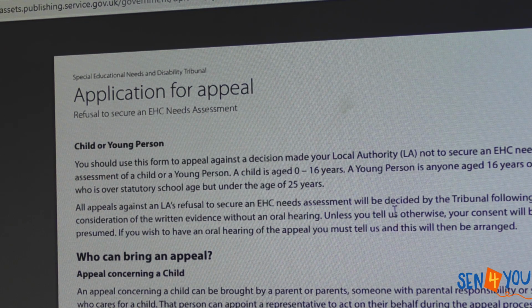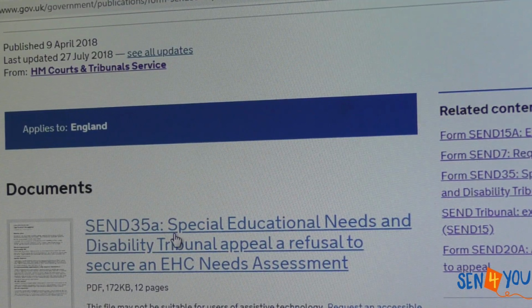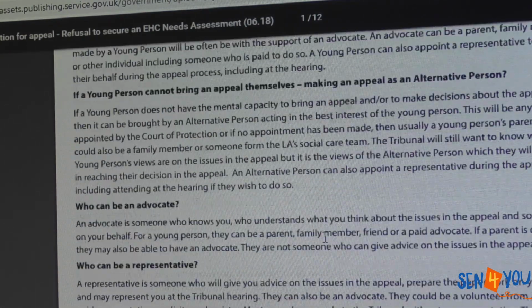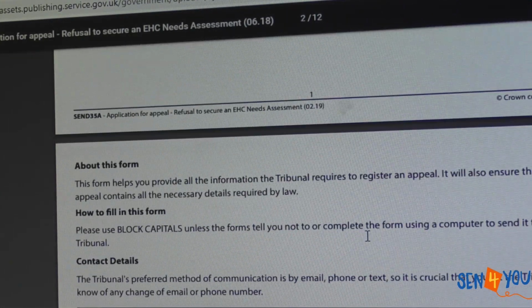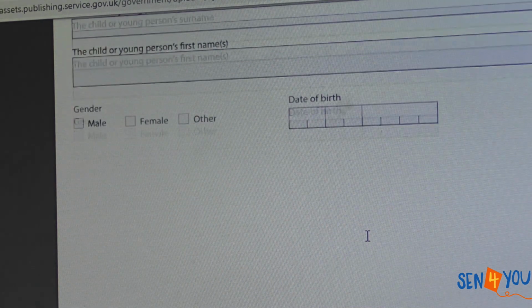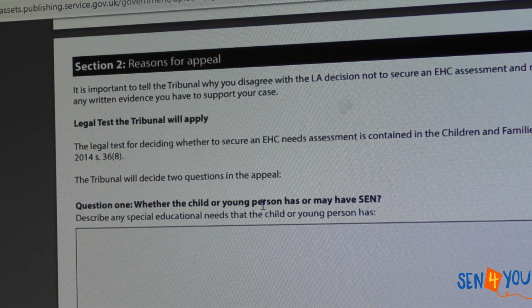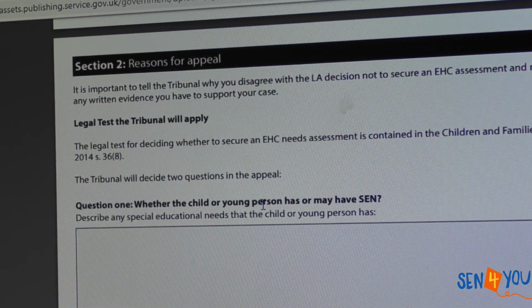So the tribunal is going to look at very specific information in respect of this form. So just bear that in mind. If you want to appeal against the refusal to assess, it's Send 35A. We're going to look at that form now. So you've already seen this form. It's the same as Send Form 35, except section 2 applies the law specifically related to EHC needs assessment.